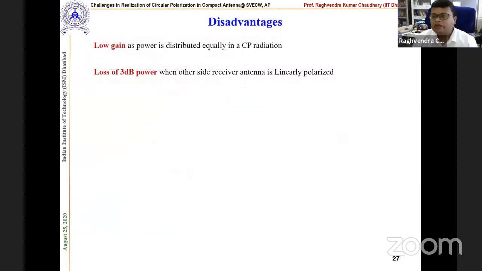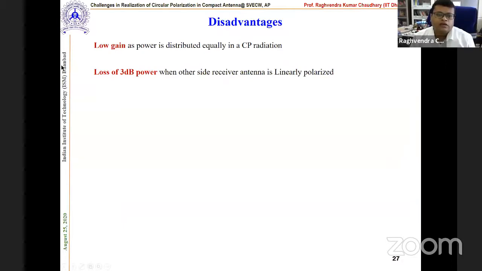Now, when some things come with advantages, there must be some disadvantages also, correct? And my research group is mainly focusing on these things, on how we can minimize these disadvantages. So first is low gain, correct? Why is this low gain? Because power is distributed in the CP radiation. We are distributing the power between EX and EY, maintaining the phase and all, so there is quite a high chance that we get low gain.